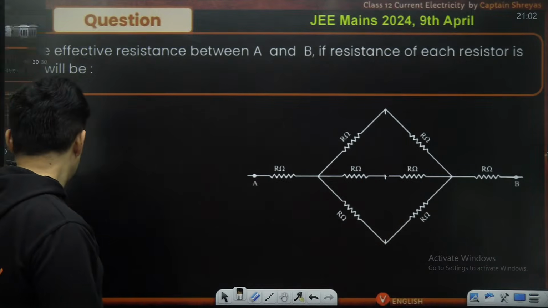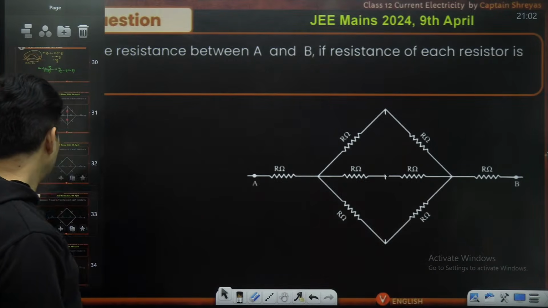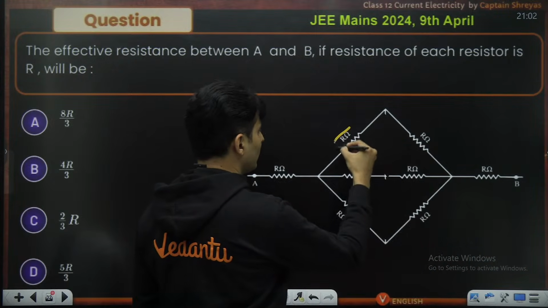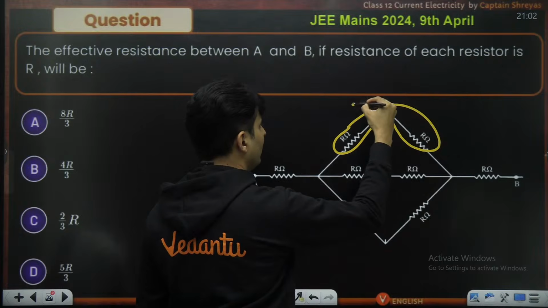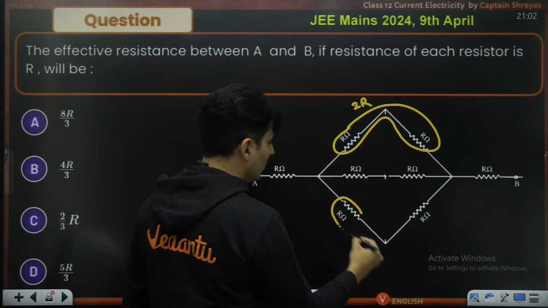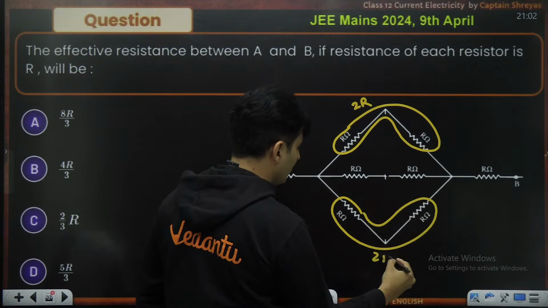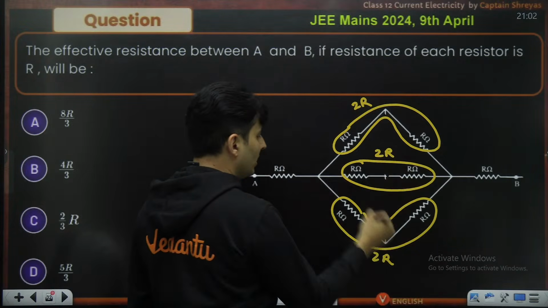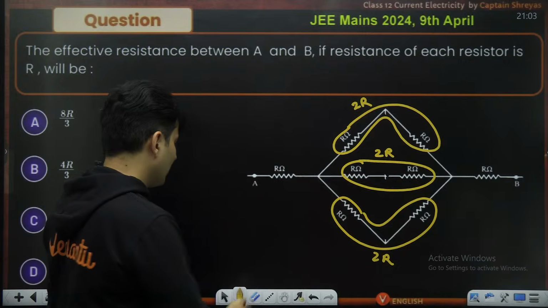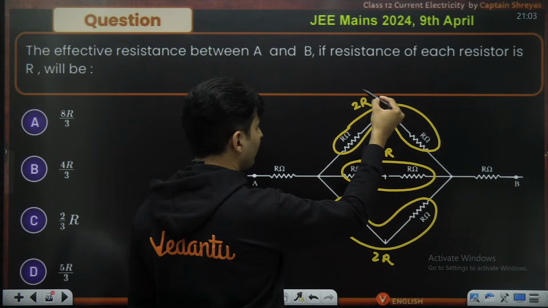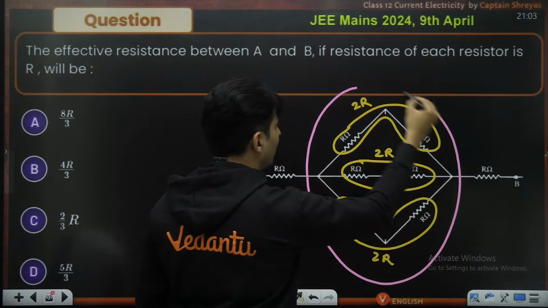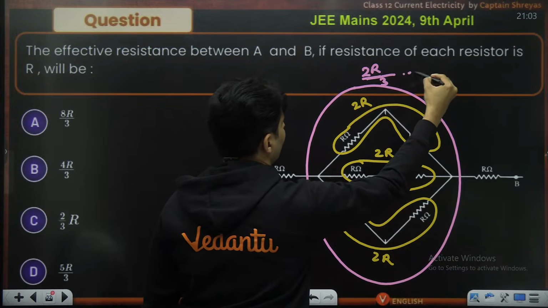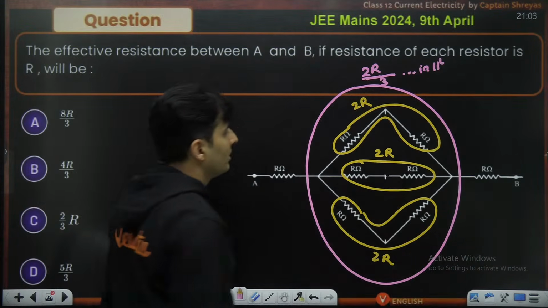Okay, perfect. Now, next important thing, let me start reducing the circuit one by one. As you can see, these two resistors are in series, so it will be 2R. These two are also in series, so that will also be 2R. And that is also in series, so that is 2R. 2R, 2R, 2R in parallel. So if you combine all of them together, the equivalent will be 2R by 3 because they are in parallel combination.